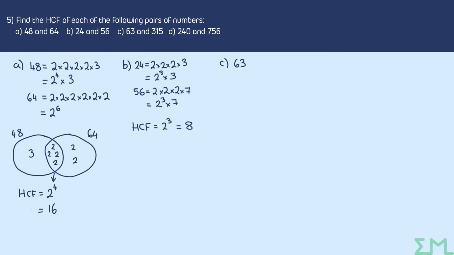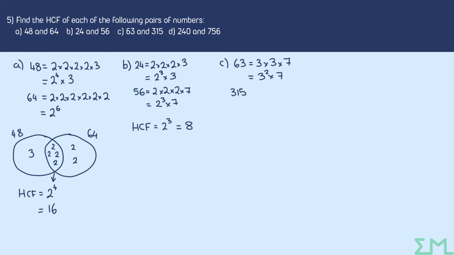63. This cannot be divided by 2, so I'm going to start by dividing by 3. I can divide 63 by 3 to get 21, which can be divided by 3 again to get 7. So we have 3 squared times 7.